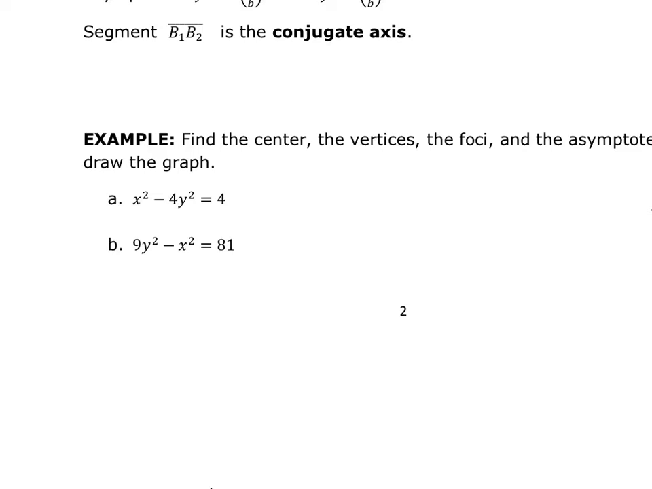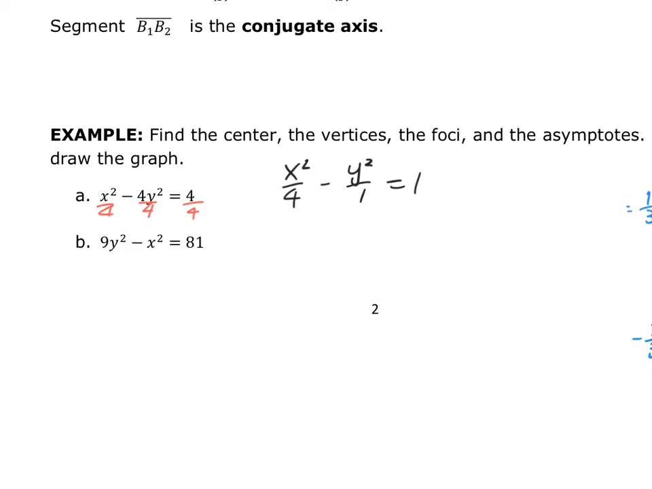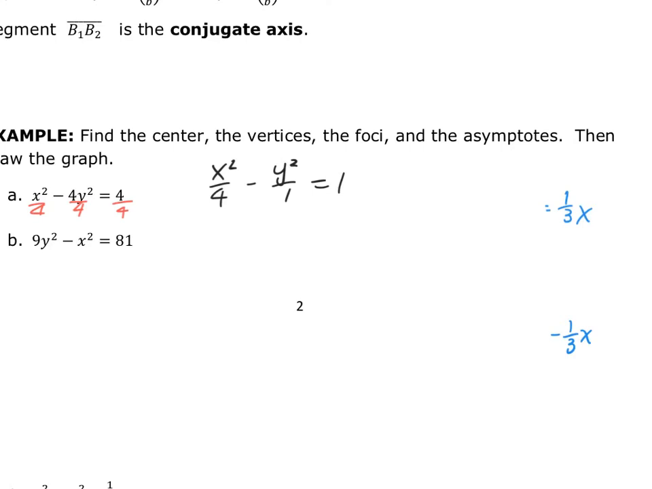When we're going through A, the first thing we need to do is set it equal to 1. So I'm going to divide everything by 4. When I divide everything by 4, I'm going to get x squared over 4 minus y squared over 1 is equal to 1. Now, my y is negative this time. My x is the positive one. So that means I'm going to be opening left and right.